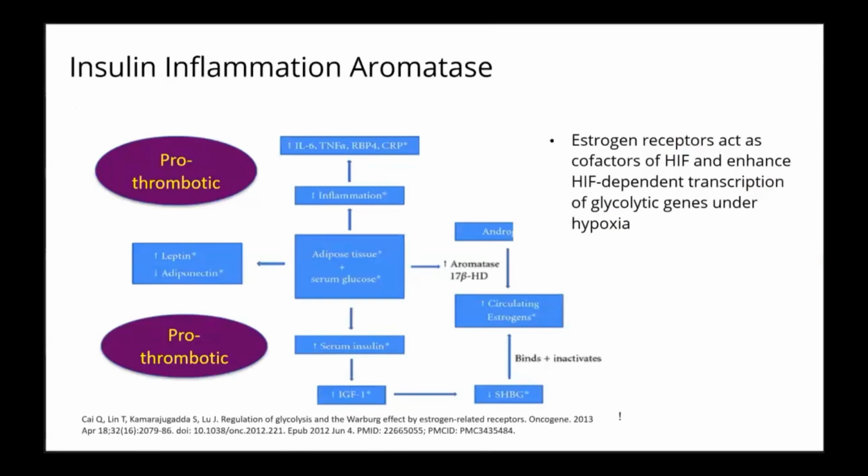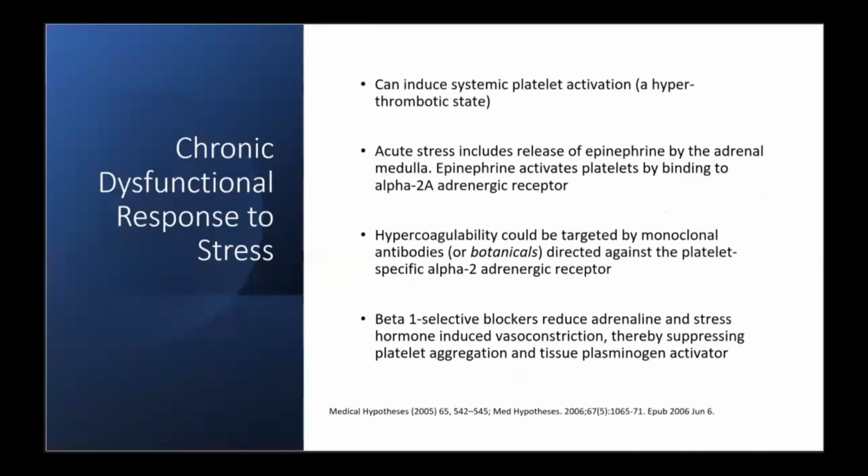Prothrombotic, you see there, increased leptin, decreased adiponectin. You see adipose tissue plus the high glucose. What you see here is that increase in aromatase, right, which is what takes the androgen, testosterone, and turns it into estrogens. And the estrogens then lead to coagulation. And of course, with that, the induction of hypoxia-inducible factors, and then that angiogenesis is increased in cancer.